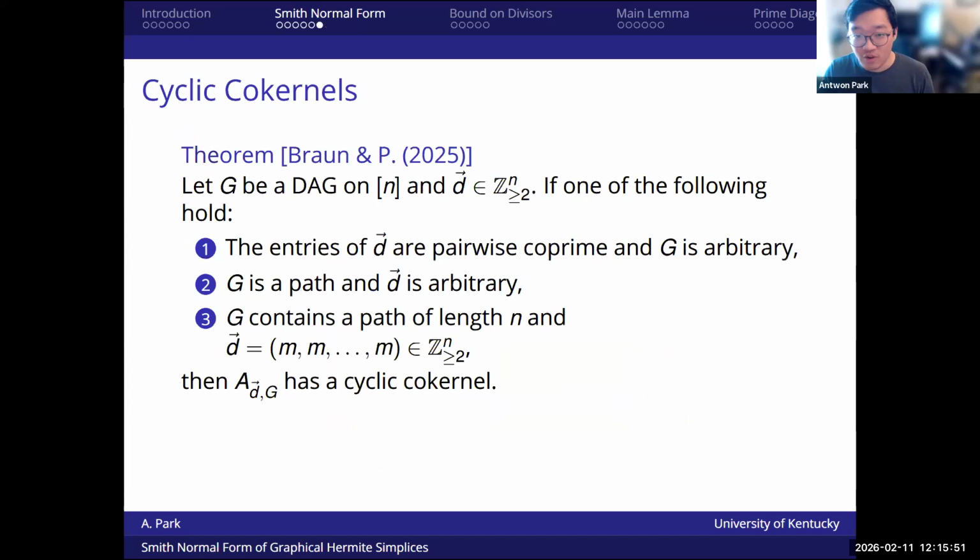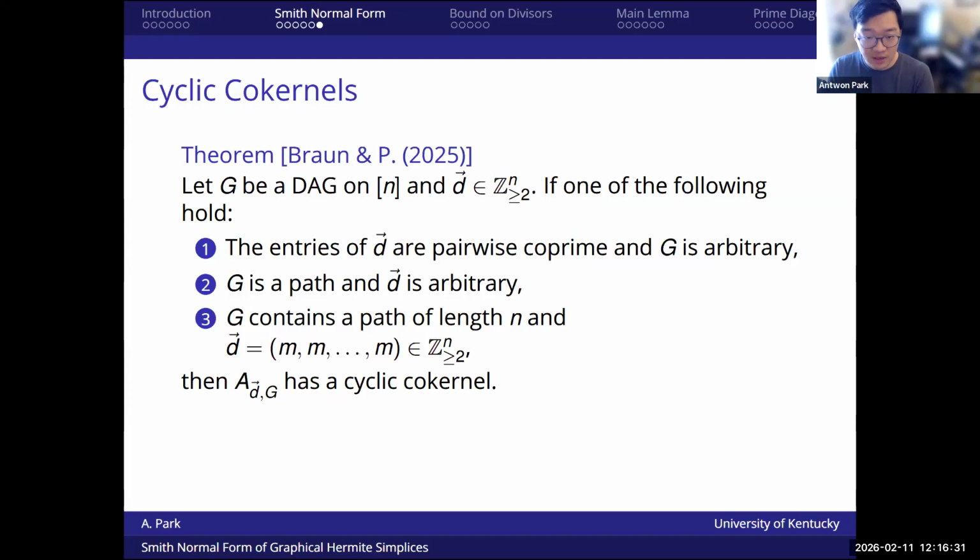But for any size matrix, what you're going to find is that if the entries of your diagonal vector are pairwise coprime, it doesn't matter what your graph is, you're always going to end up with a cyclic cokernel. If your graph is a path, it doesn't matter how long it is, and it doesn't matter what D is in particular, you're always going to have the cyclic cokernel. And you might see in the third case, we have G contains a path of length n, and D is this constant vector m. If you have this case, you're also going to get a cyclic cokernel.